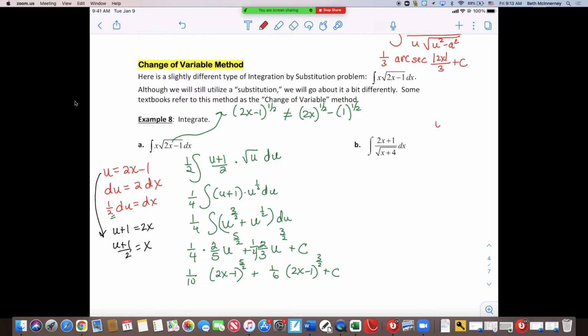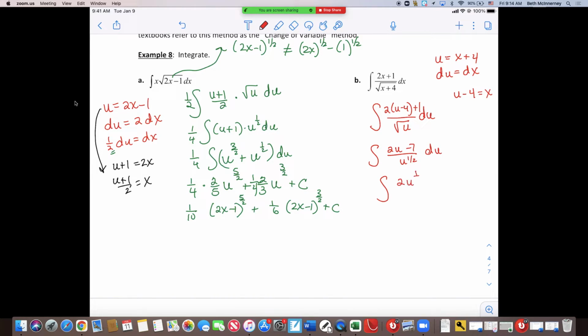All right, so what did you allow u to be? x plus 4. So du is dx. That's going to be great because that's going to make it the square root of u du. But then my problem is this 2x plus 1. So watch what I'm going to do. I'm going to subtract the 4, and then I can replace the x with u minus 4. So that'll be 2 times u minus 4 plus 1. So that's 2u minus 7 over u to the 1/2 du.